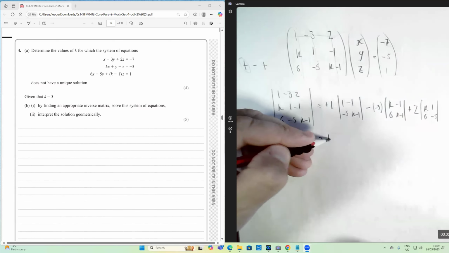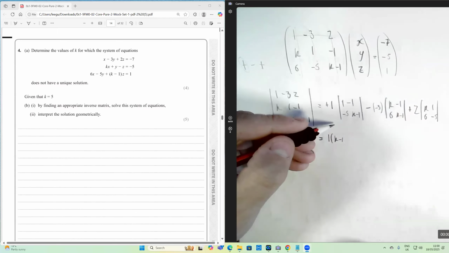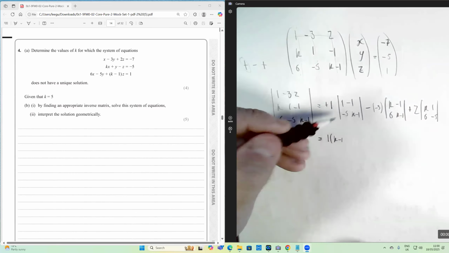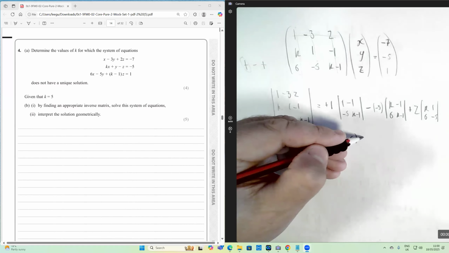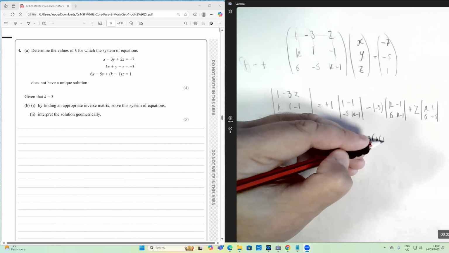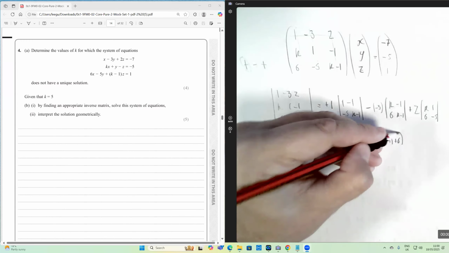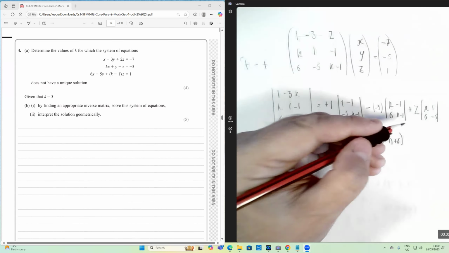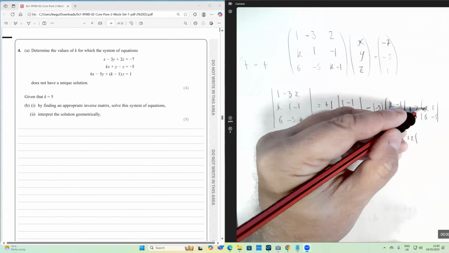So we're going to have positive 1 times k minus 1. That times that minus that times that is going to be k minus 1 minus positive 5, which is just minus 5. Then a minus minus comes together to make plus 3 times k minus 1, and then minus minus 6 is going to be plus 6. Then the next one is going to be plus 2 times minus 5k minus 6. Okay, that is correct.